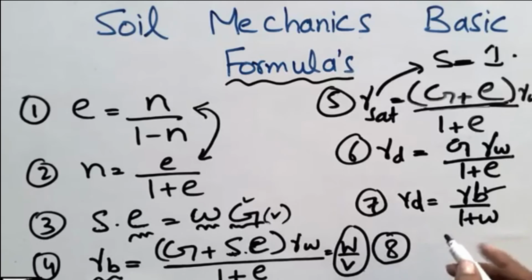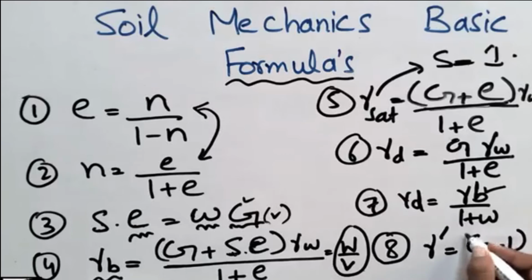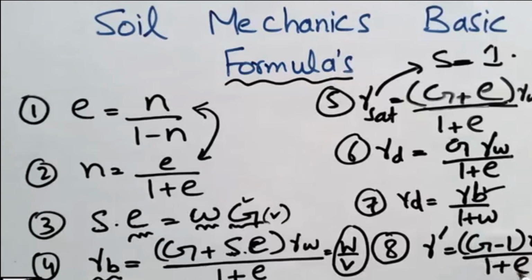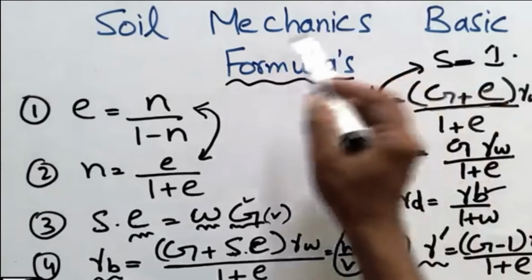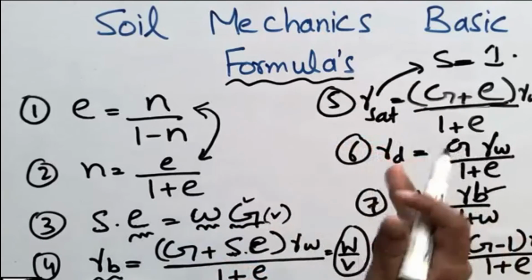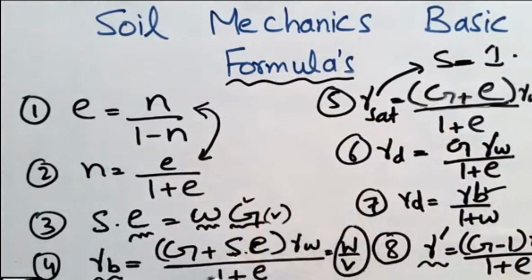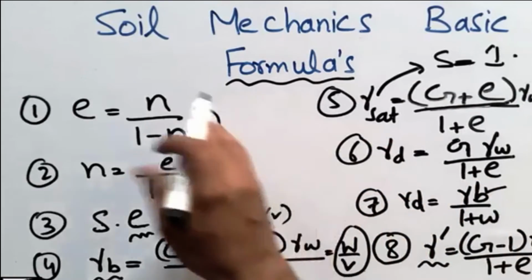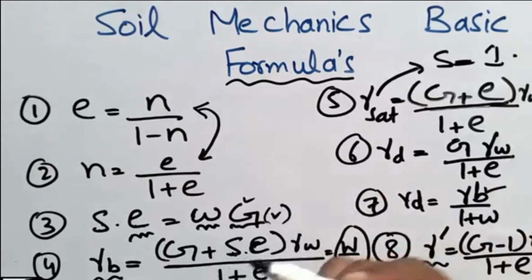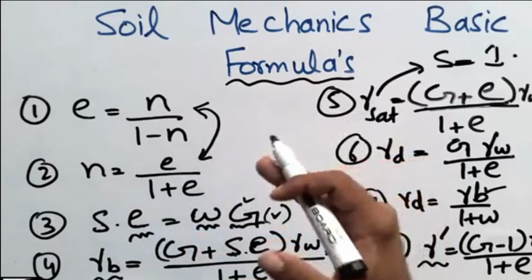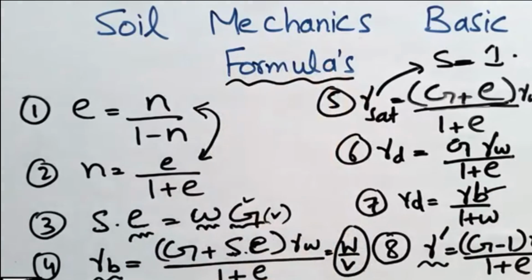The eighth formula is gamma_submerged = (G - 1)·gamma_w / (1 + e), where gamma_w is the unit weight of water and e is the void ratio. This formula is used to find gamma submerged. So these were the eight basic formulas of soil mechanics. When you learn soil mechanics basics, you will face these formulas, so it is better to learn and memorize these eight formulas, which are mostly used in soil mechanics problems, especially in soil mechanics 1 theory. Then there will be no difficulty in solving problems. Just memorize these formulas, and know which parameter you are interested in finding and which formula is best to use in that problem.